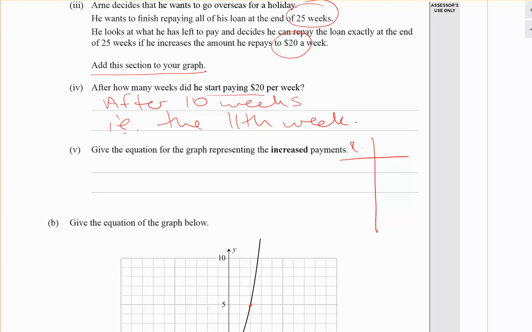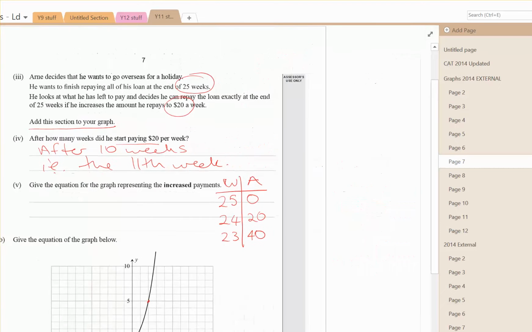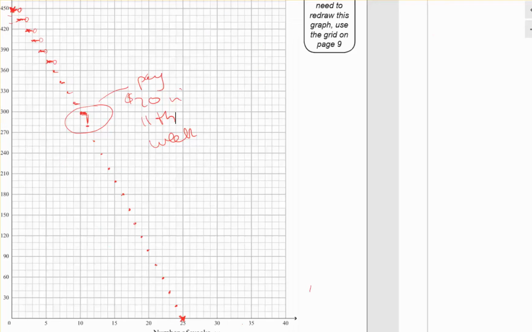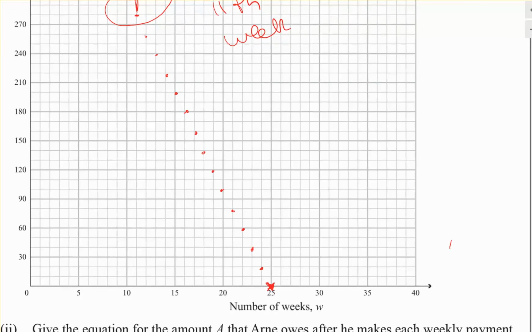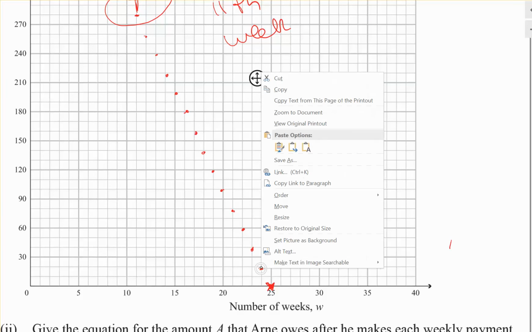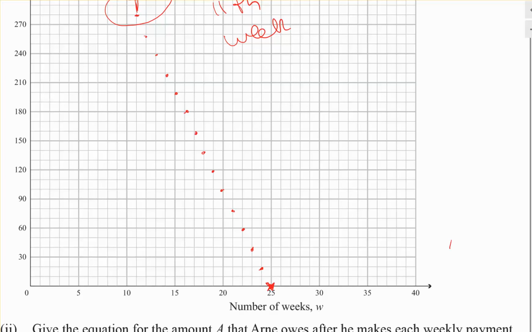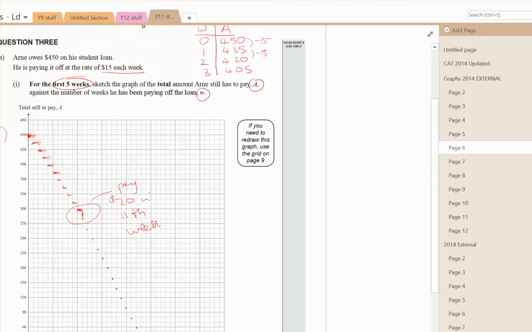Probably easiest if we use some points. Now we definitely know it goes through 25, 0, and actually it will be 20 working backwards. If you go back to the graph, you'll see it goes through the point 25, 0 and then back 20, so that's the point 24, 20, and then 23, 40. So I've got my 3 points.